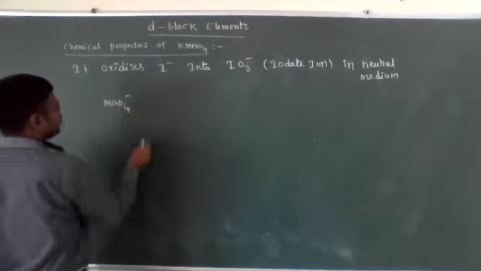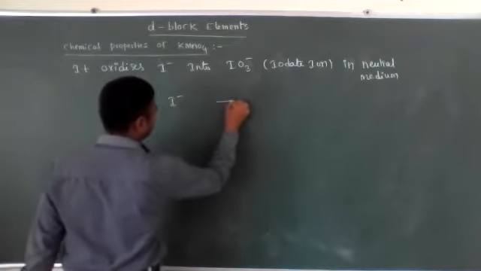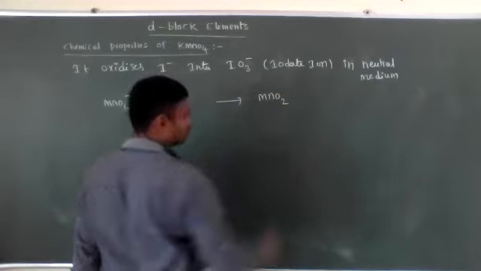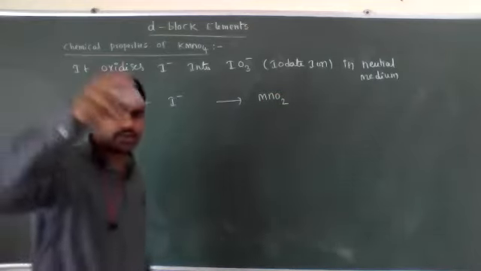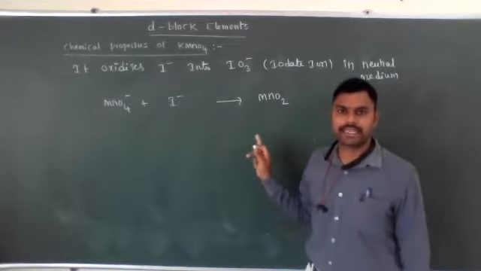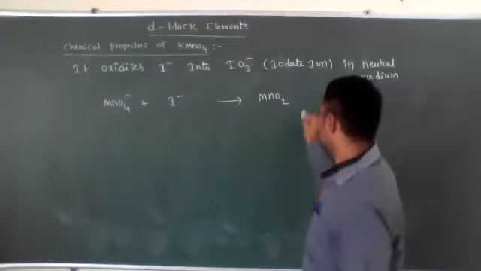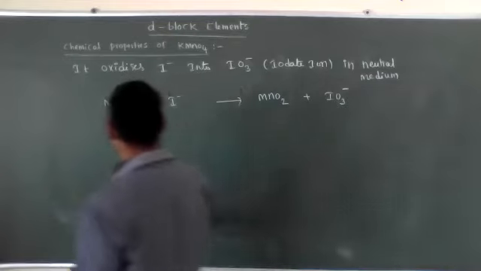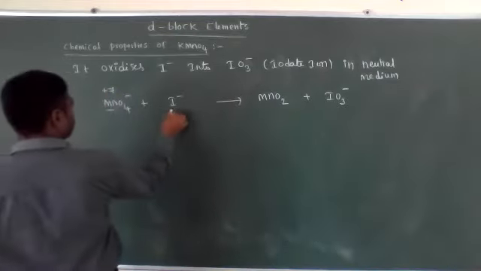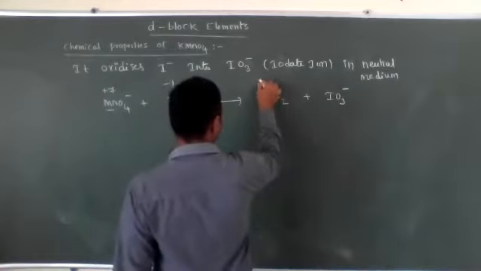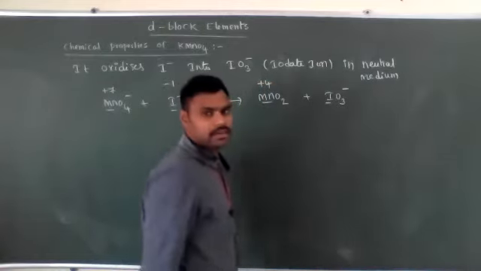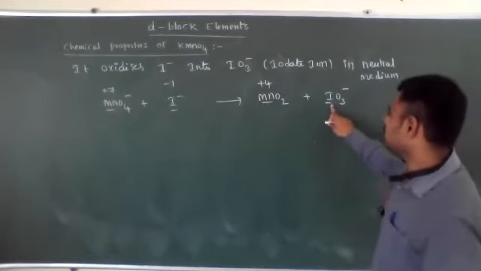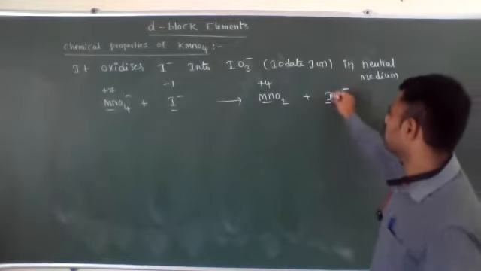See, MnO4 minus plus I minus. In neutral medium MnO4 minus is converted into MnO2. Don't confuse this. In acidic medium it forms Mn plus 2, but in neutral medium MnO2. I minus is converted into IO3 minus, iodate ion. Now let's check the oxidation states. Plus 7, minus 1, plus 4, and iodate ion. What is the oxidation state of iodine in iodate ion? It is equal to 6 minus 1, 5.